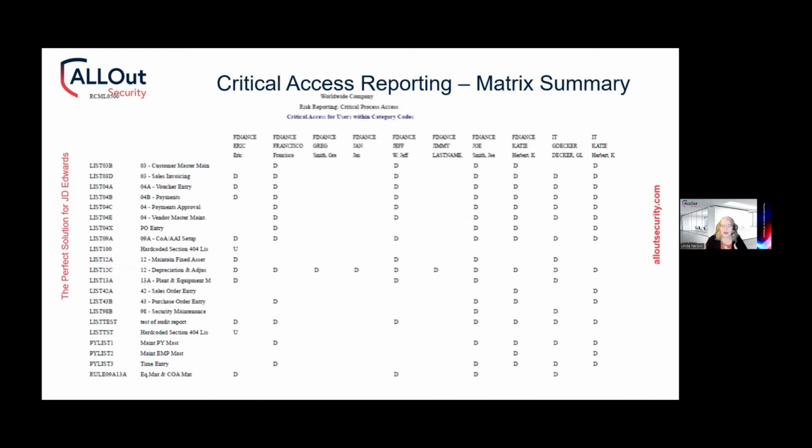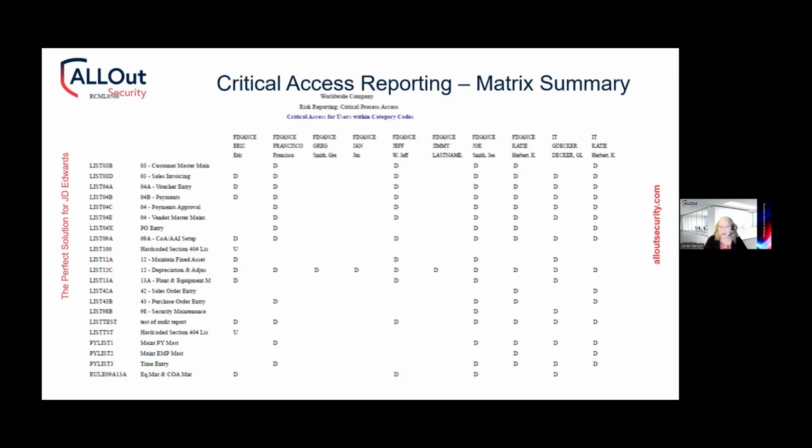Segregation of duties is one thing. Another thing is looking at critical access. Who are the people that have access to what? And in this case, I'm looking at my finance users and my IT users. I've got way too many people that can do depreciation and adjustments. Or I've got Katie, who does work for finance and IT, but she's the only person in my system that can do sales order entry. I probably need to fix that. This report is a quick, easy way to get visibility to who has access to what critical processes.